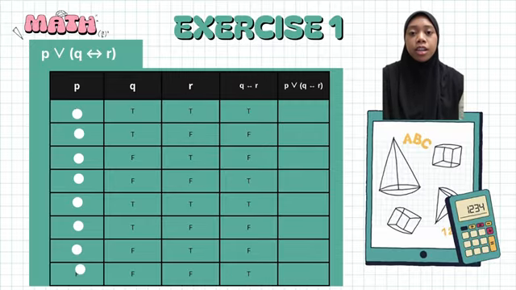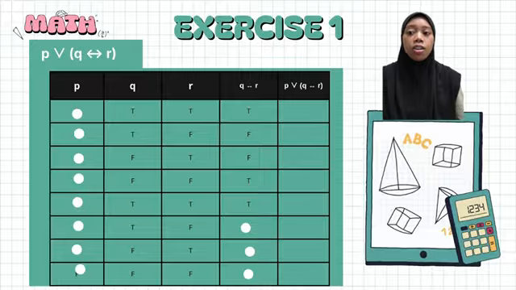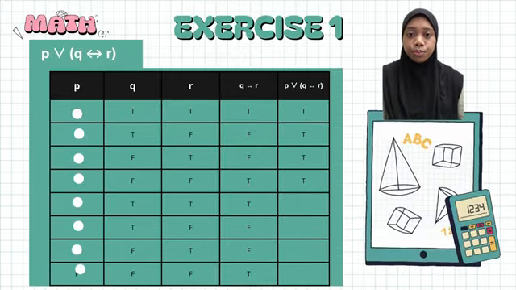Now we're going to do Q biconditional R. For Q and R, in the first row we have true and true, so we get true. The second row is true and false, so we get false. Next, false and true, so we get false. And false, false, we get true. Then true, true, we get true. Also, true and false is false, false and true is false, and lastly, false and false is true.